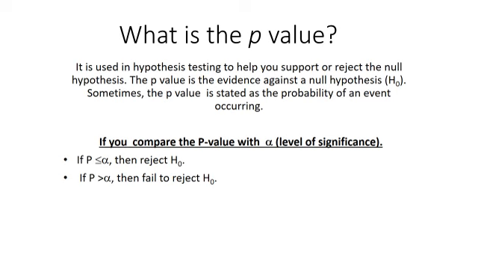The p-value, also known as probability in some modes, is used in hypothesis testing to help you support or reject the null hypothesis. If p is less than or equal to your level of significance, then you reject your null. If p is greater than your level of significance, then you fail to reject your null. You may have learned this in a previous lecture video.